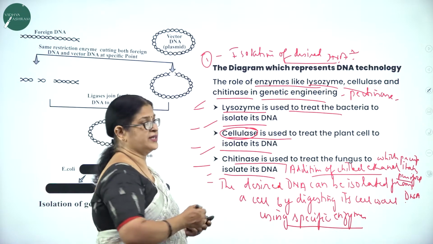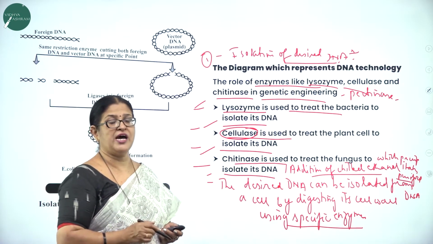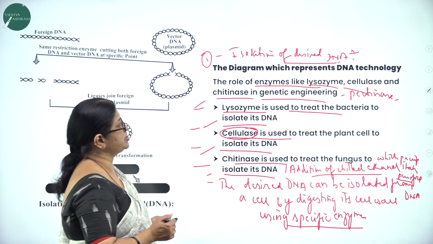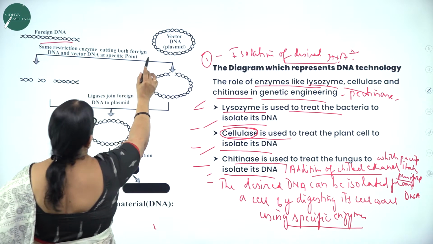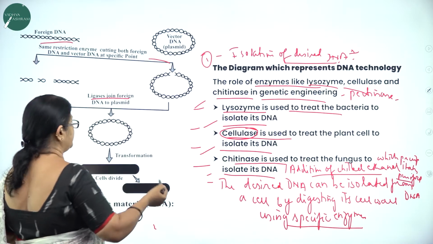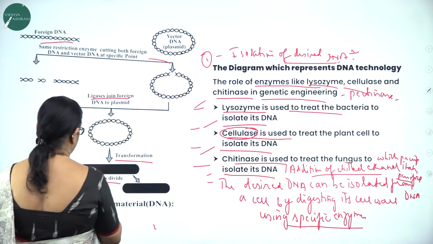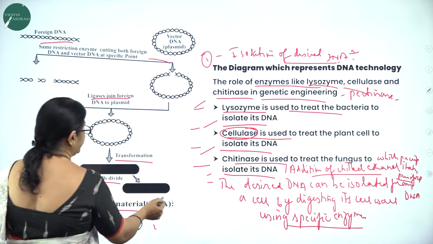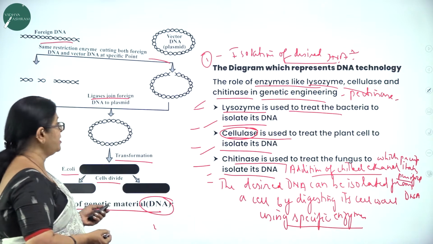So all these are the different types of enzymes that are used for the first very important step of our DNA technology, that is isolation of desired gene. Here you can see the foreign DNA, the vector that is used, ligases as we know. Then we can see the transformation, then E. coli cells. So isolation of genetic material, DNA. You can see how the desired gene is isolated or separated.